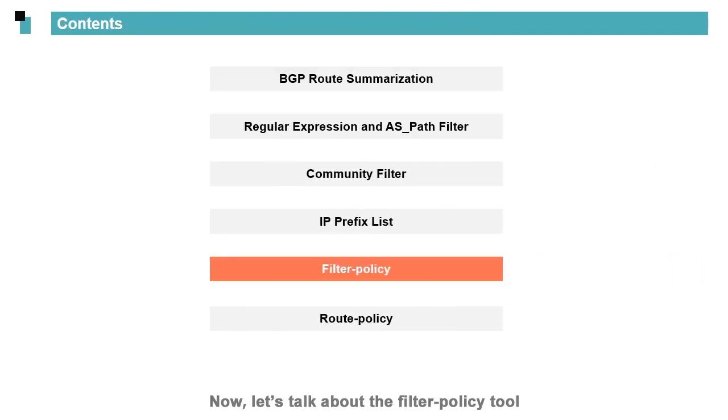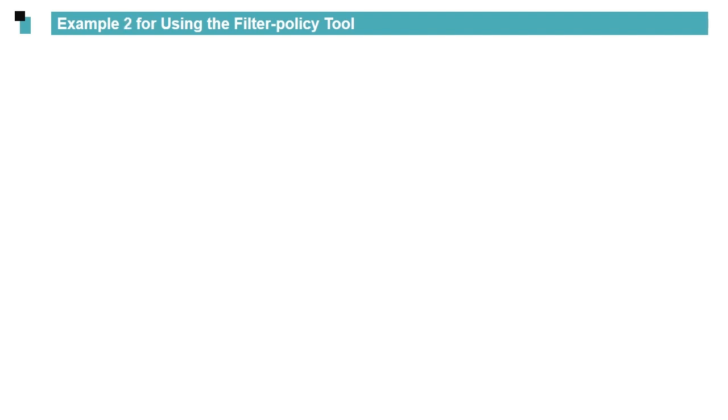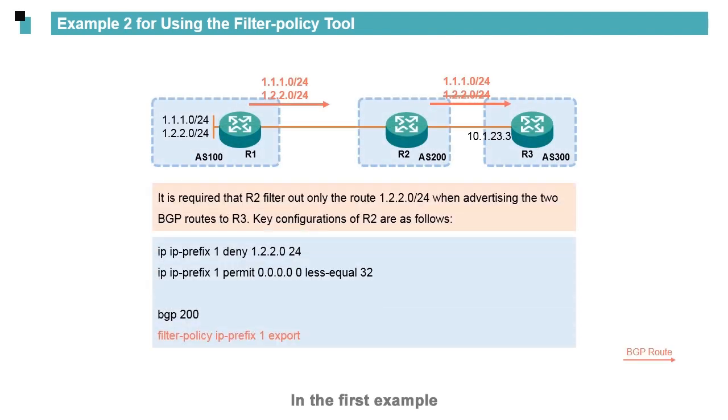Now, let's talk about the filter-policy tool, which can also be used to filter routes in RIP. This slide shows the configuration of the filter policy that is based on an ACL. Note that the value following 1.2.2.0 is 0 instead of 0.0.0.0 in the ACL rule configuration. In the first example, route filtering is based on an ACL. In this example, an IP prefix list is used to meet the same target.